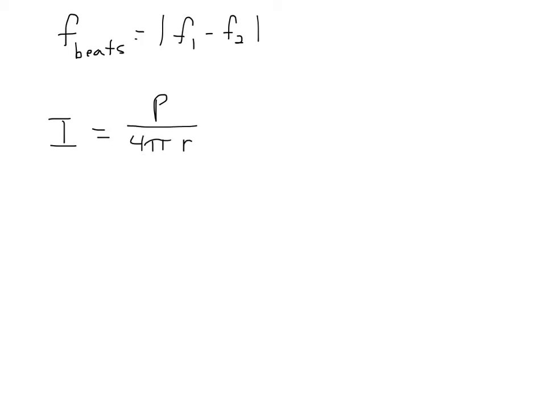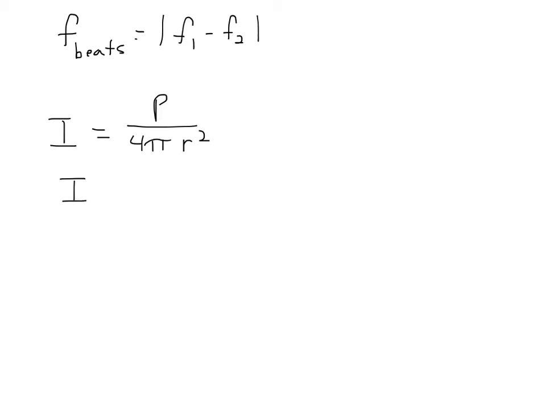Our last two equations are the frequency of beats equation and the intensity equation. The frequency of beats you hear from two different frequencies of sound is going to be the absolute value of frequency 1 minus frequency 2. And so F beats is the beat frequency, and frequency 1 and frequency 2 are just the two frequencies that are being heard. And the last equation is intensity equals the power of the sound wave at the source divided by 4 pi times r squared, and r in this case is going to be the distance from the source.